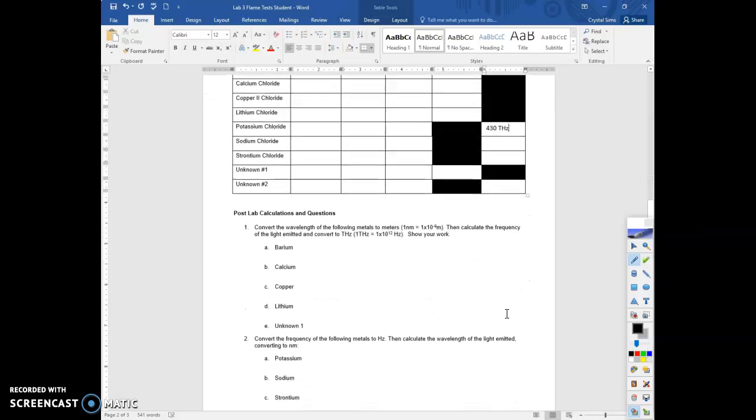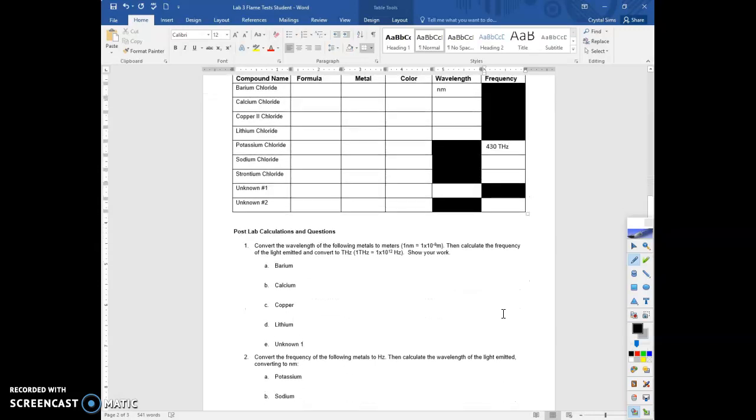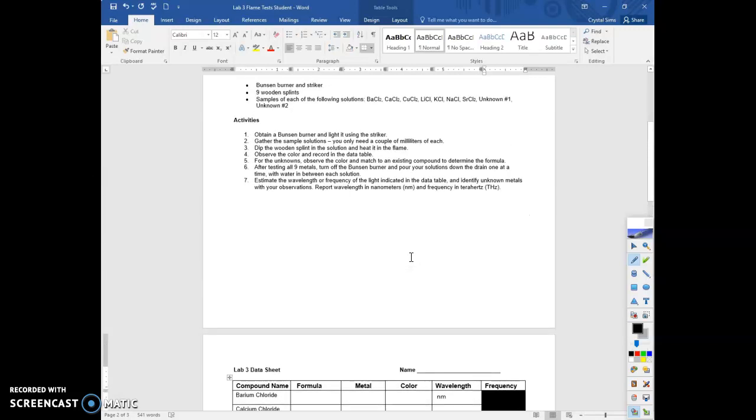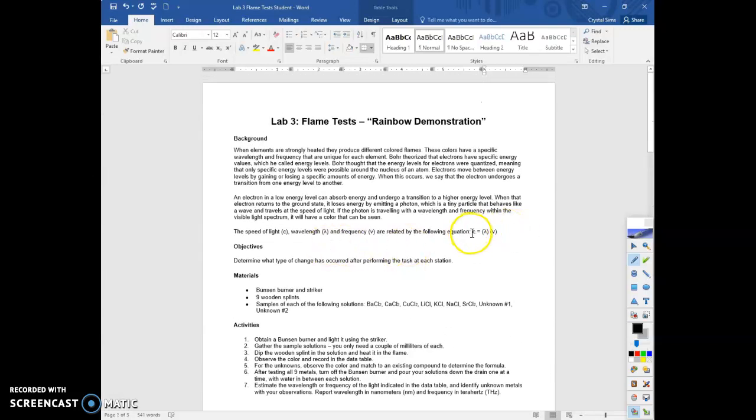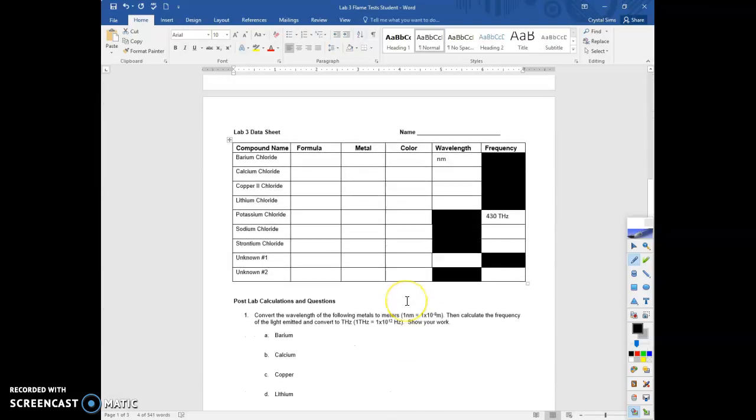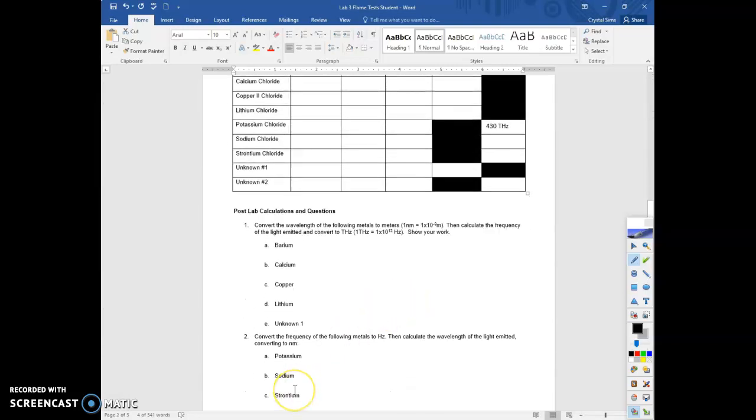Now when we look at the calculations, what you're going to do is take your wavelength, convert it to meters, calculate the frequency from that, and convert that to terahertz. And I've given you some conversion factors here. And there's a particular formula that you have to use, and that's also found right up here. So this is the equation that you'll use when you're working the problems in number 1. So now I want to work an example for you just so you can understand how these calculations work.